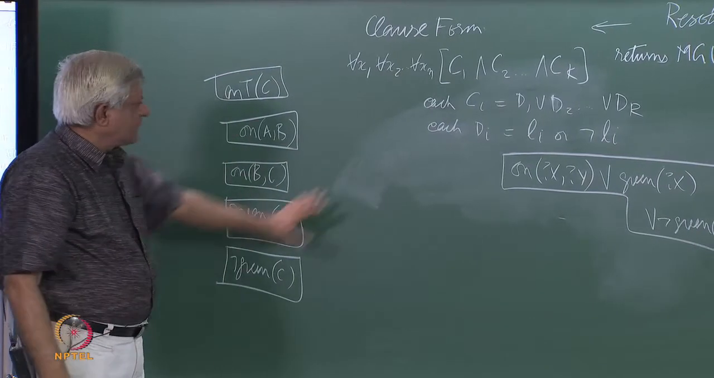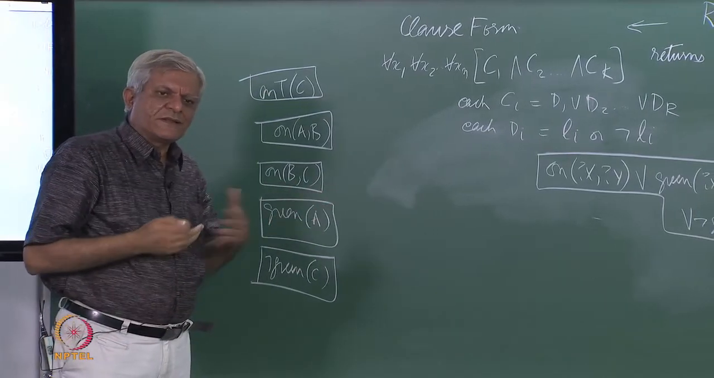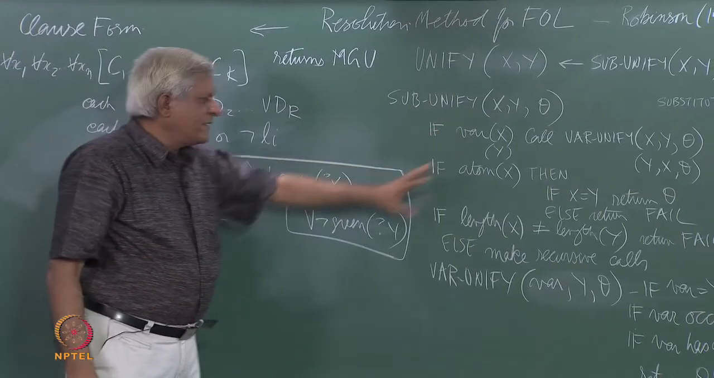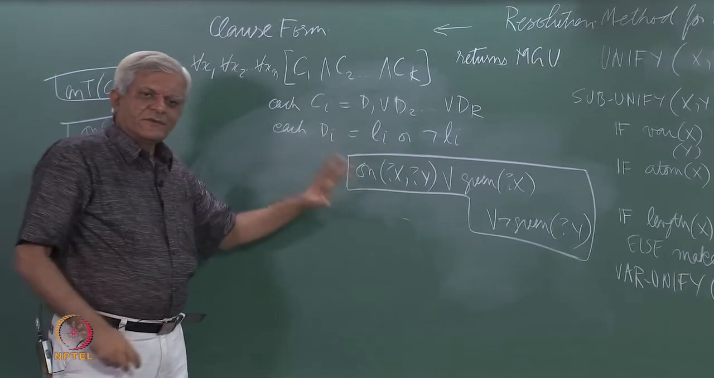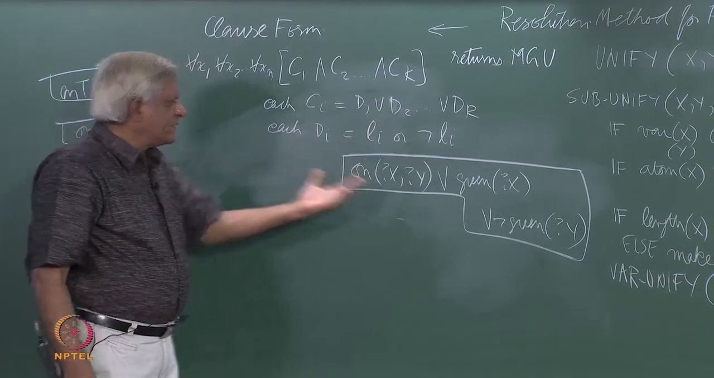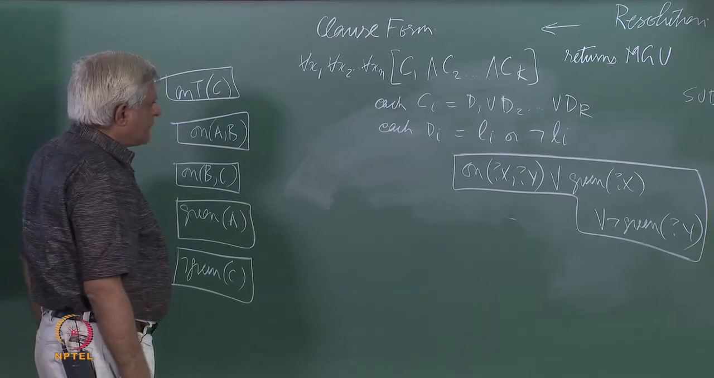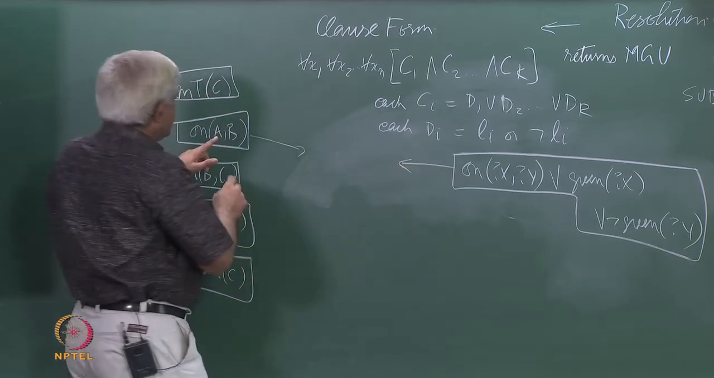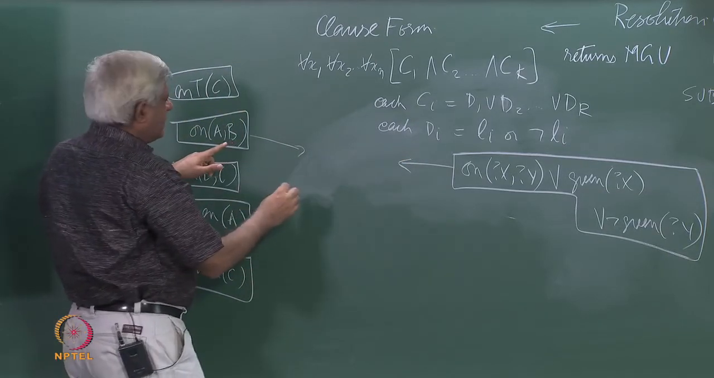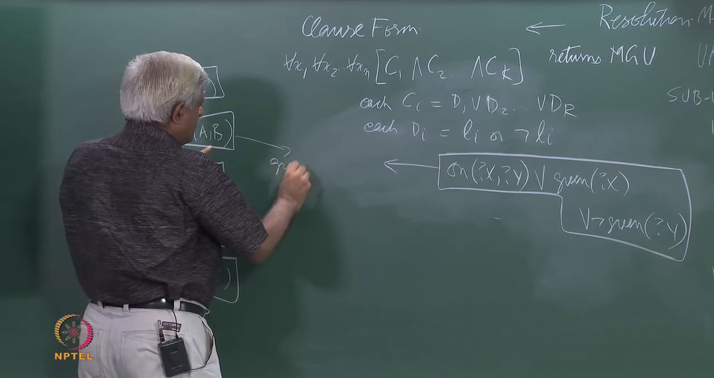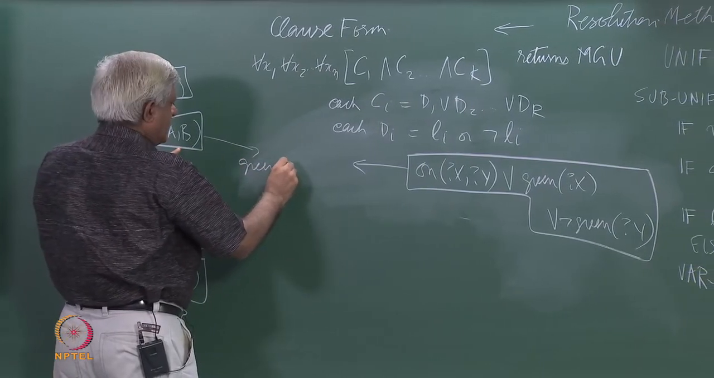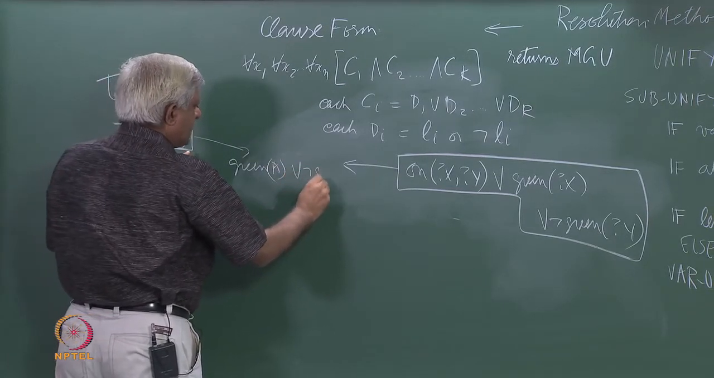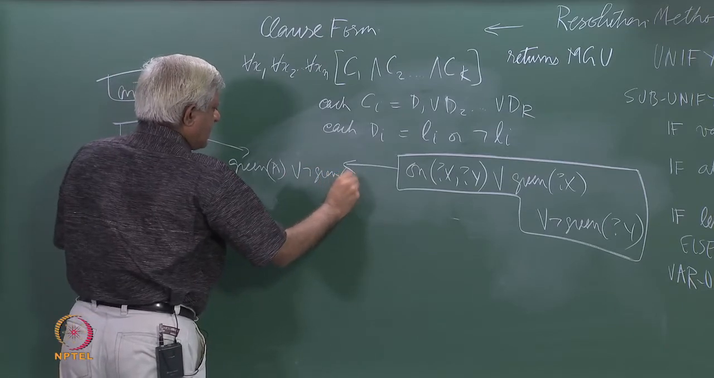So we have these clauses, and what is it we want to show? Can we derive the null clause from this? We are going to use the unification algorithm along the way. Our example is so simple that we do not have to use a complicated recursive version, you can simply match it. So from this and this, I substitute x equal to a and y equal to b, I get green a or not green b.